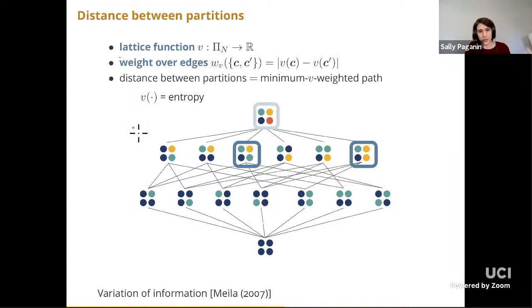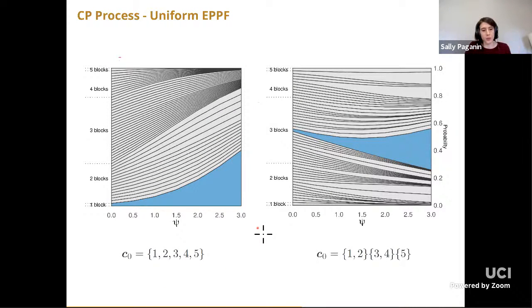We favored in our paper the variation of information, which is the distance resulting from choosing the entropy function on the space. But other distances can be defined in a similar way. We are okay as long as this is a metric on this space. So now we have the EPPF and the distances, and we want to see what happens for different C naughts. What happens to our prior depending on the position of C naught inside the space, for different values of psi?